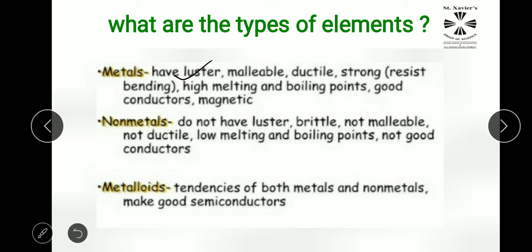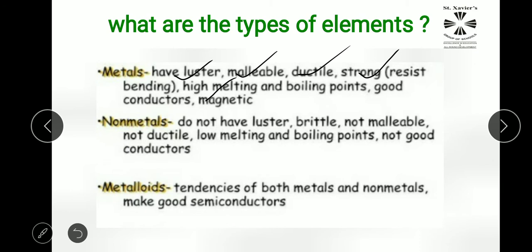They have luster. They are malleable, that means when we hammer on them, they can be converted into thin sheets, students. Now, ductile, when we are talking about ductile, they can be converted into thin wire. We can convert them into thin wire, students. They are strong, that means they resist bending, we can't bend them easily. They have high melting point, so they melt at high temperature. They do not melt at low temperature, students.